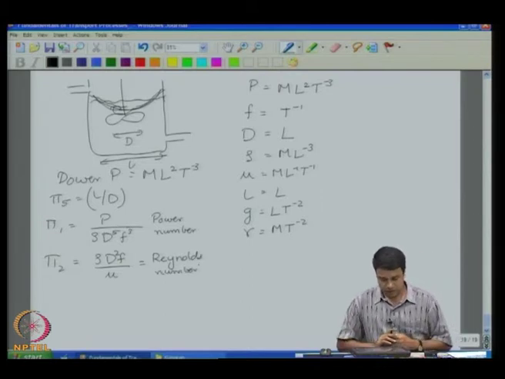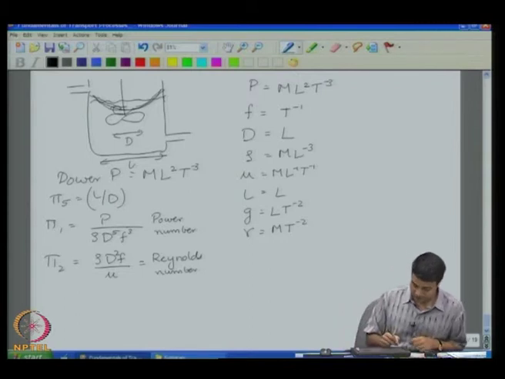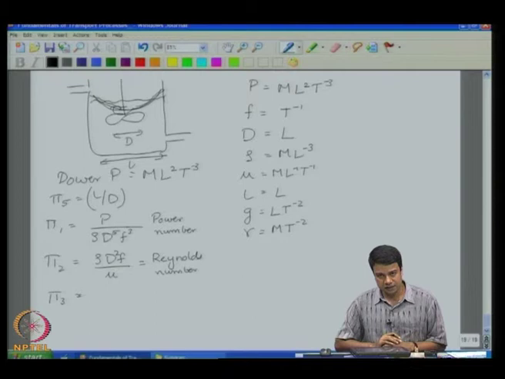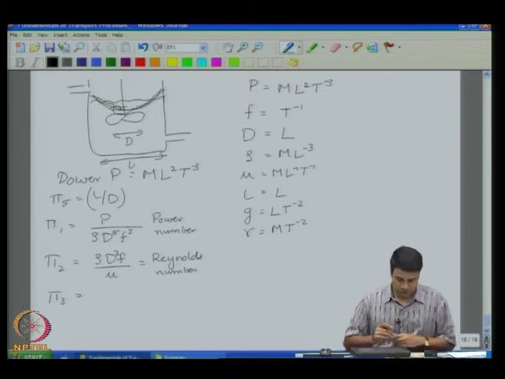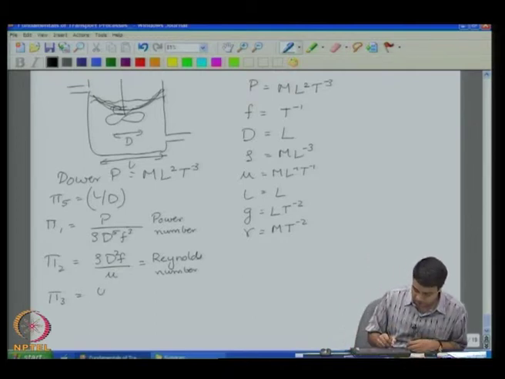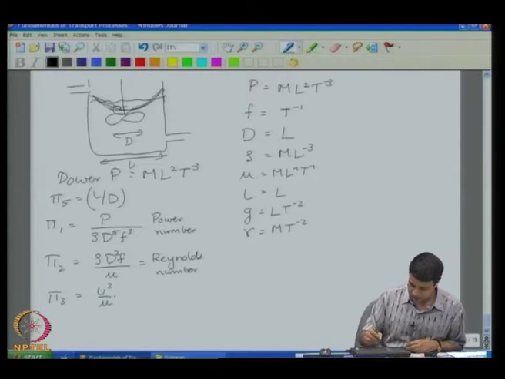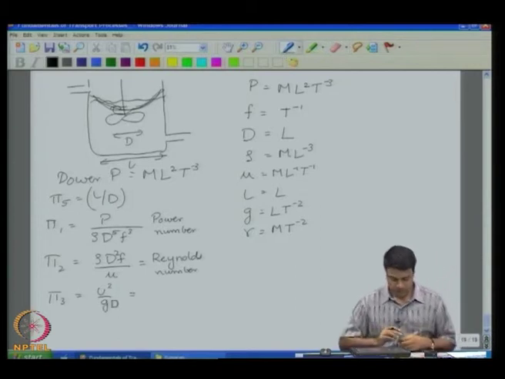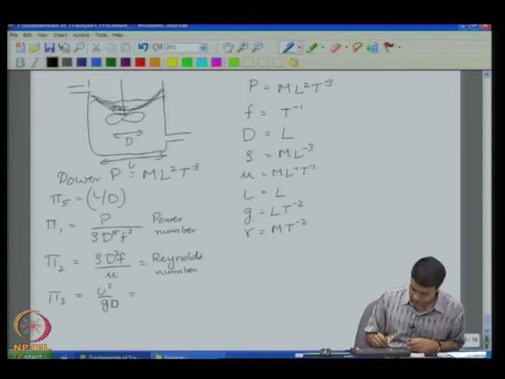Okay. And then I have gravity and surface tension. There have to be dimensionless groups which involve gravity and surface tension. So, the third dimensionless group, if we assume it involves gravity, is quite easy to frame. This is just equal to u square by d by gravity. This is called the Froude number.